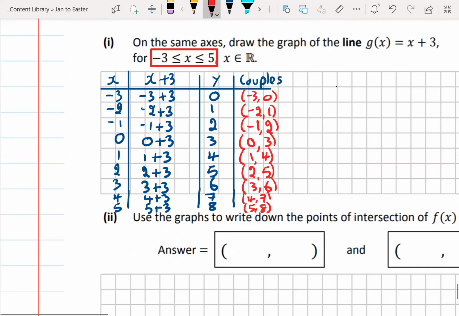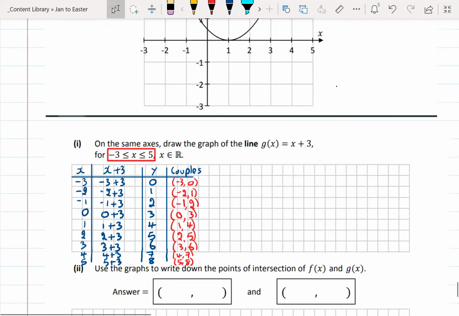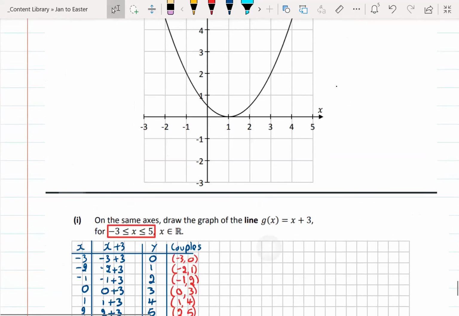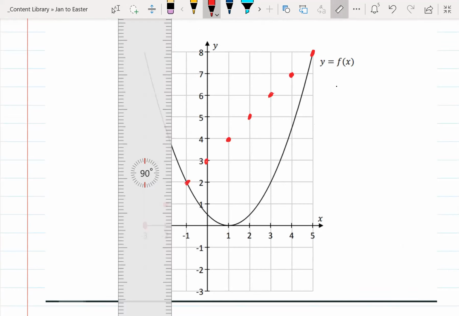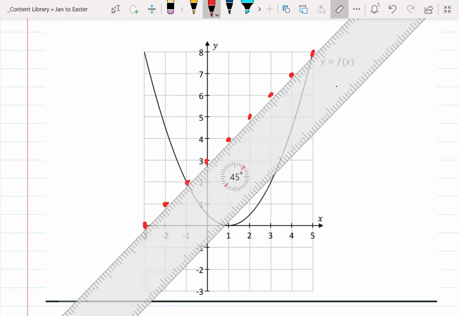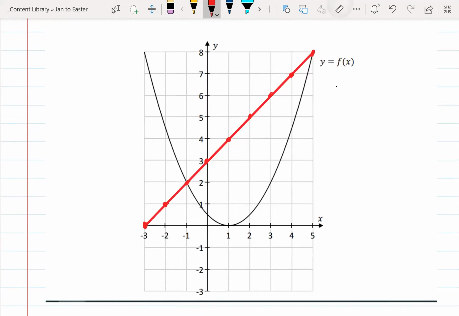Now, we have to put these points up here on our graph. First one is minus 3, 0. Next one, minus 2, 1. Next one, minus 1, 2, and so on. Get a ruler, line up the first point and the last point, and hopefully they'll all be on that line. And there we have it. That is the function that they asked us to do.